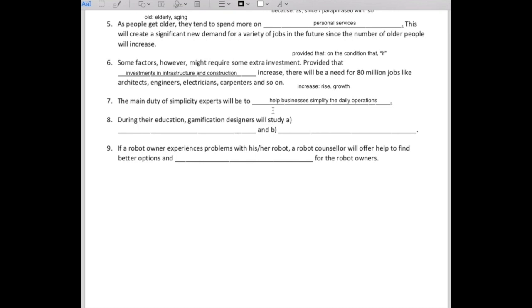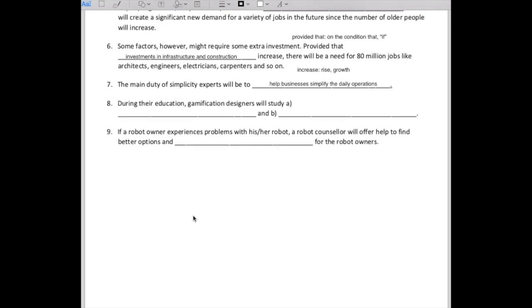So we need to find two things that these gamification designers will study. Now again, gamification designers is a job like simplicity experts, so most probably we were in the right part. Now let's have a look at what they study. Can you think of any synonym of study? Maybe education, but we have education here. Maybe qualification, maybe certification. Let's have a look.